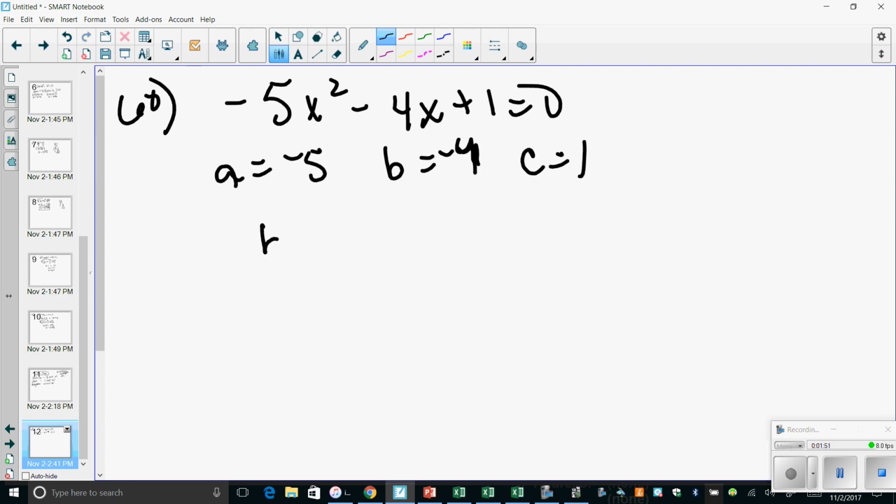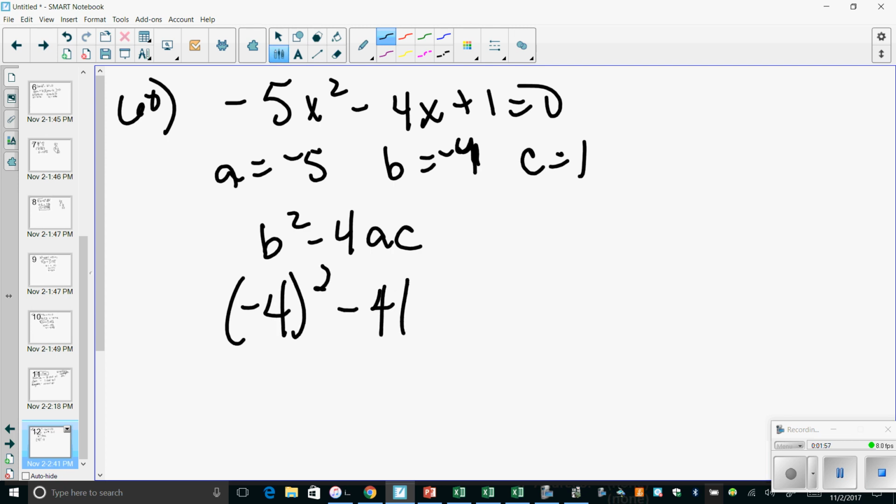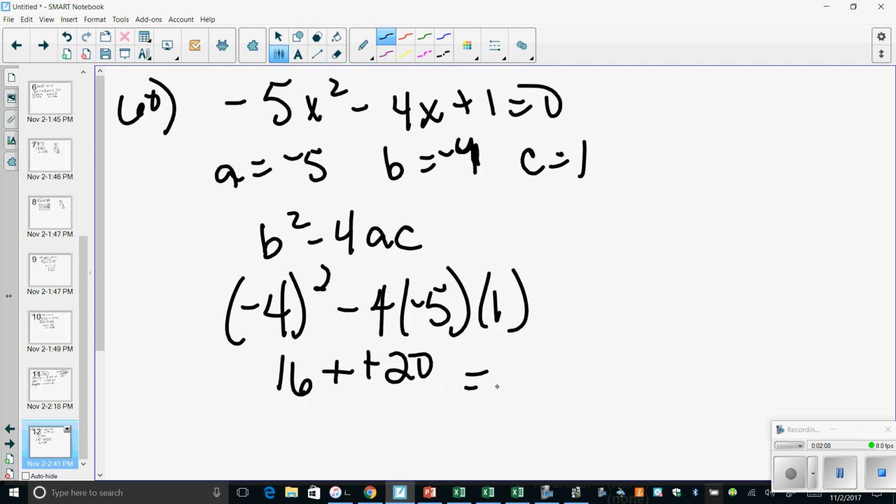So I'm going to do b squared minus 4ac. So b squared minus 4 times a times c. b squared is 16. This will be minus a negative 20, or 16 plus 20. I would get 36, which is a positive number. So there are two real solutions.